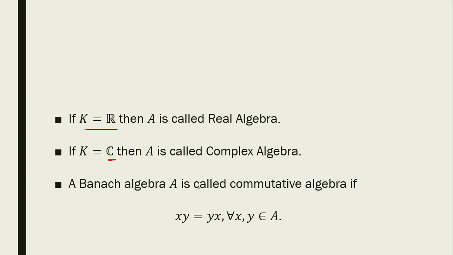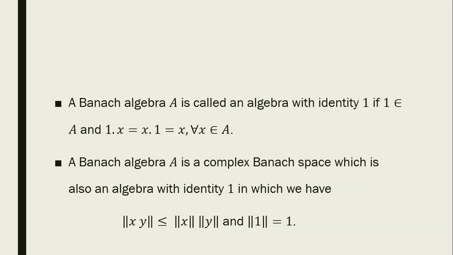A Banach algebra is called a commutative algebra if x y = y x for every x, y belongs to A. A Banach algebra is called an algebra with identity 1 if 1 belongs to A and 1 x = x 1 = x for every x belongs to A. First condition: 1 belongs to A and 1 x = x 1 = x for every x belongs to A.